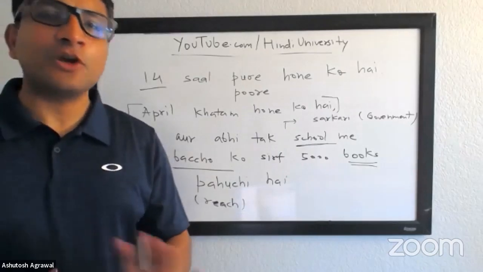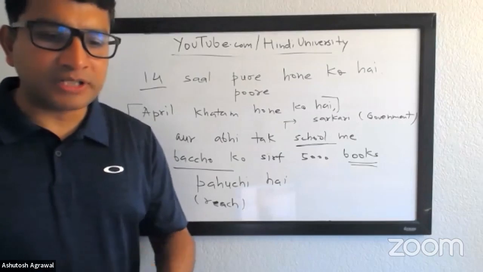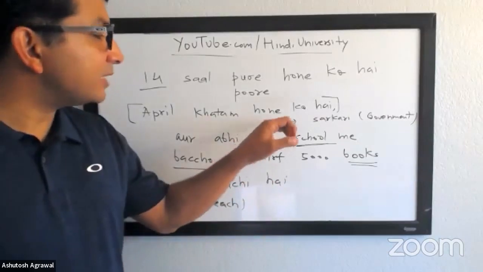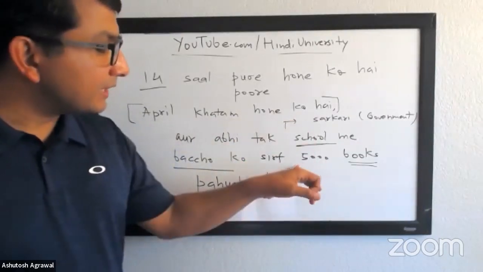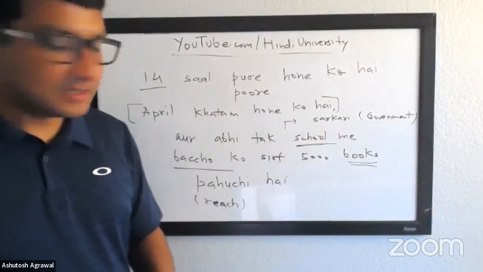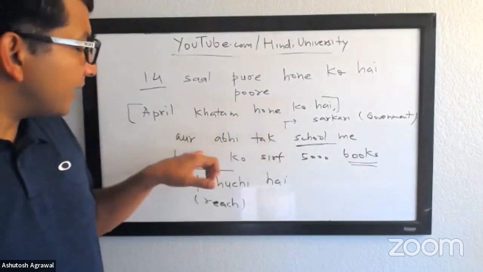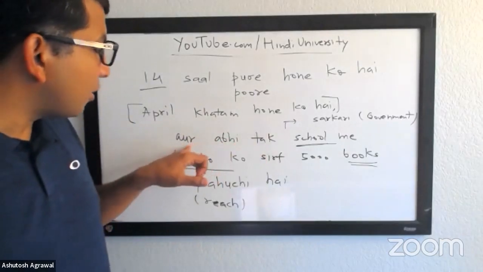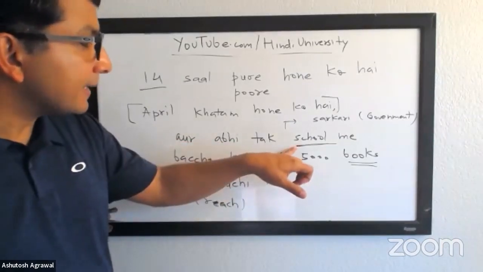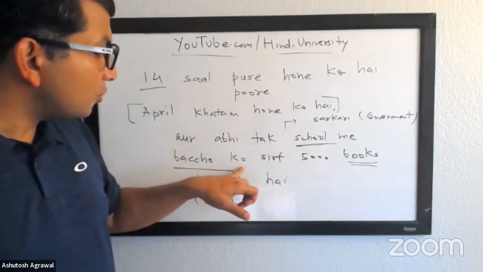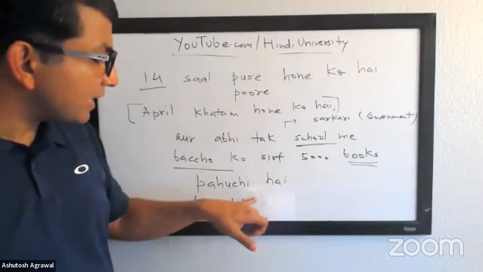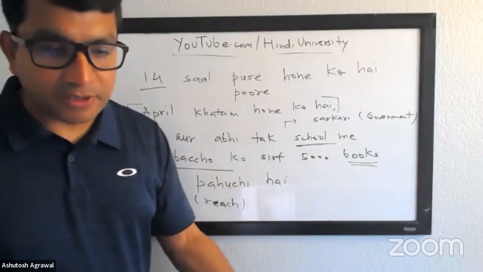Okay, acha. Let's say the quota is 20,000, that every month 20,000 kids should receive the books. And the article is saying the April is about to end, but they were only able to send 5,000 books as opposed to 20,000 books. Okay, April खत्म होने को है, as you mentioned, शर्मिला जी, और अभी तक, till now स्कूल में, in the school, बच्चों को, to the kids, सिर्फ only 5,000 books पहुंची है, 5,000 books have been delivered.